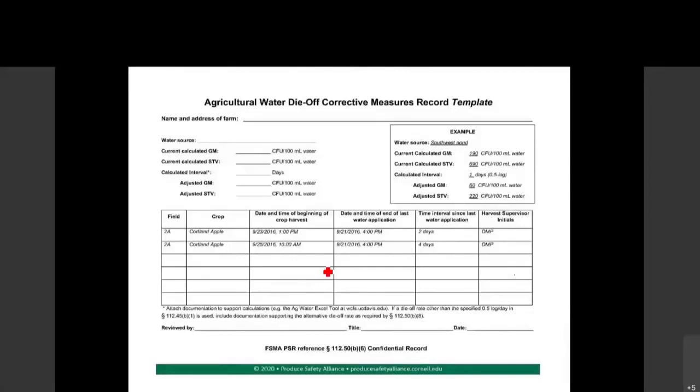So this is not something that you can use for your GAP certification, your GAP requirements, but it will give you your half-log dieoff rate. So the UC Davis Excel spreadsheet is good, but again, if you're GAP, you can just use your arithmetic numbers to meet your requirements. You could use your UC Davis spreadsheet to give you your dieoff number of days.